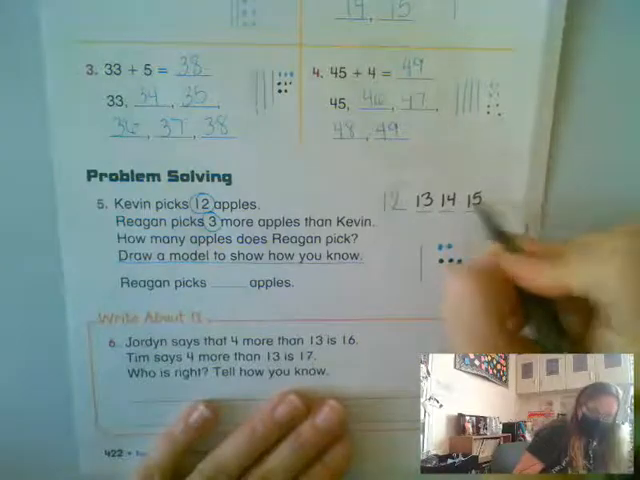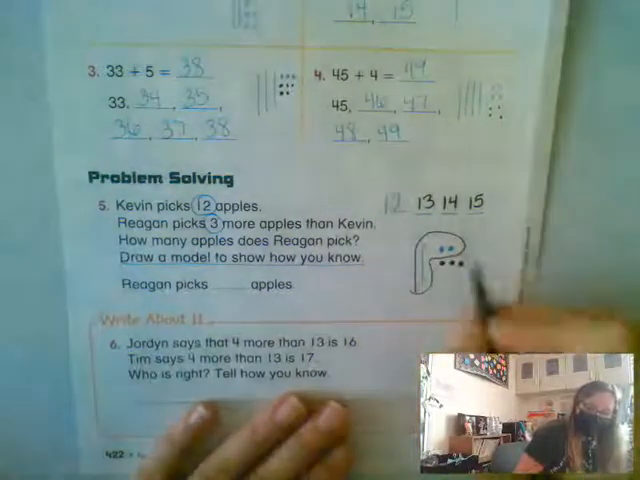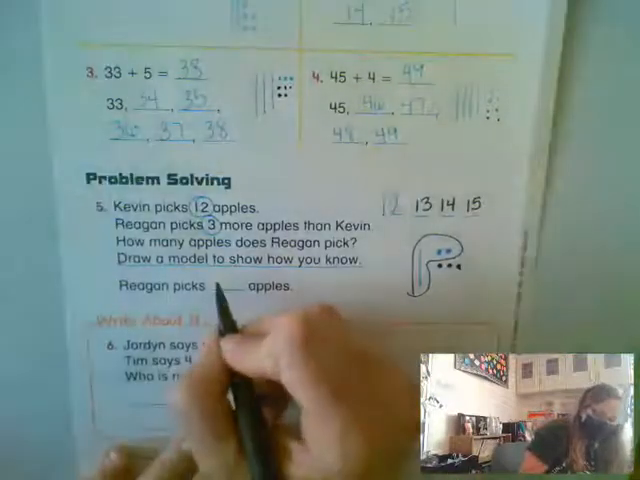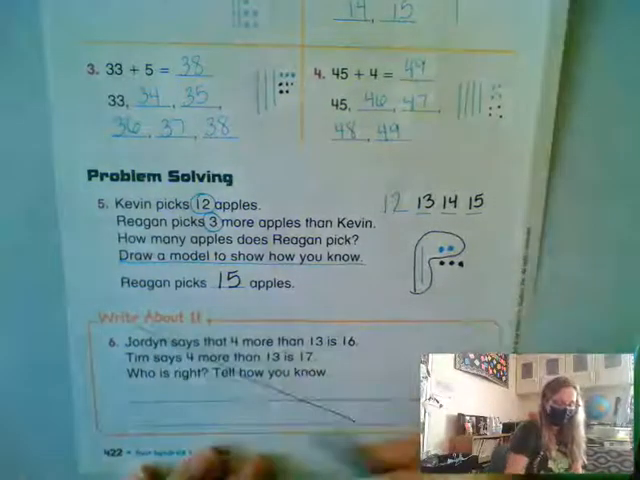13, 14, 15. Or we could count here. We had 12, 1 ten and 2 ones. And then we added 13, 14, 15. So Reagan picks 15 apples. We're going to skip this one right now.